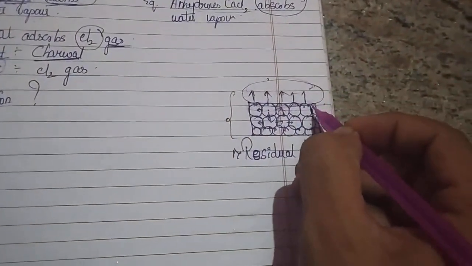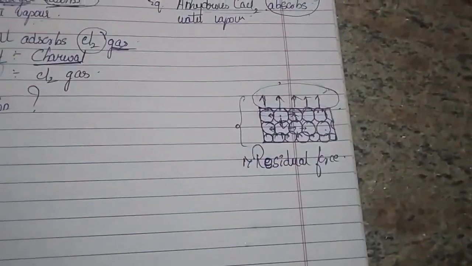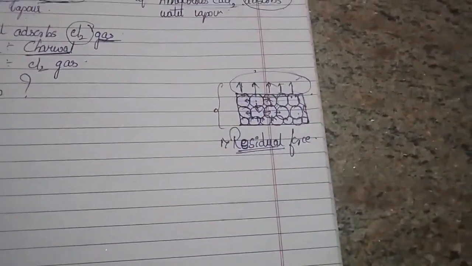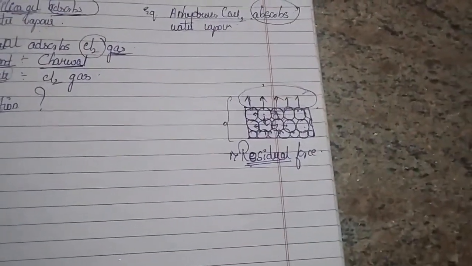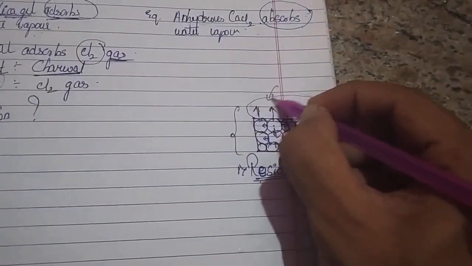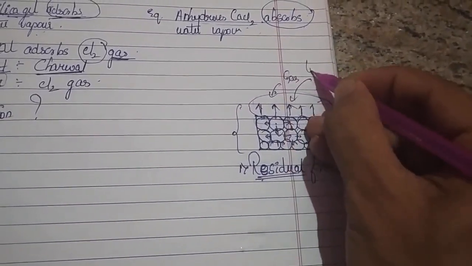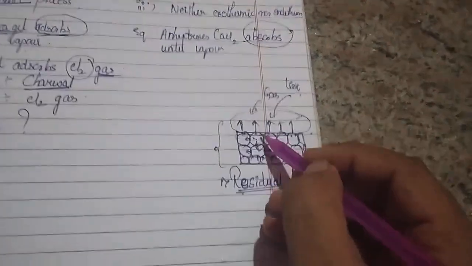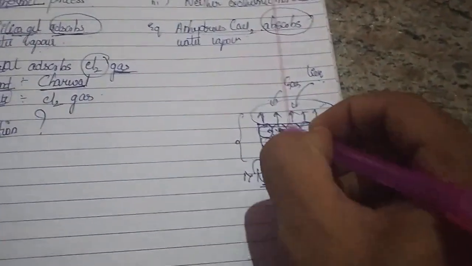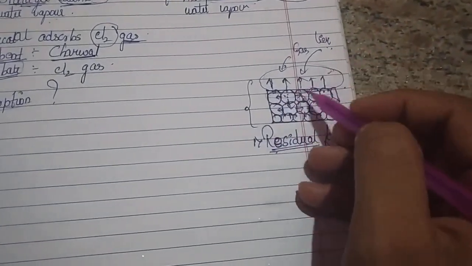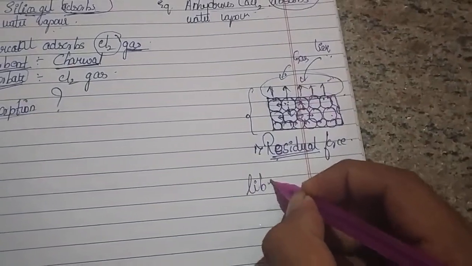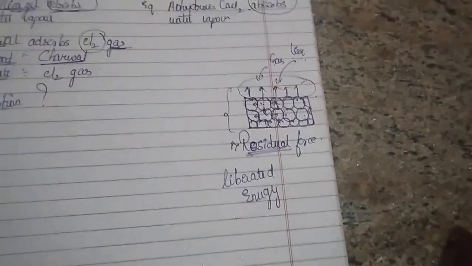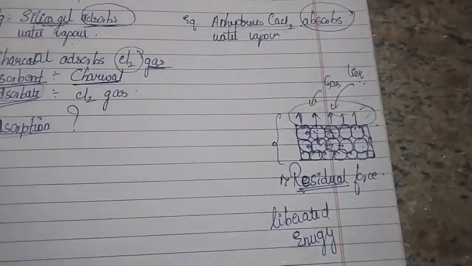So what do these molecules do? What is the different environment these surface molecules have? They have some residual force. In order to balance this residual force, whatever gas or liquid molecules are present, they try to acquire and accumulate it. When such accumulation takes place, this residual force is liberated in the form of energy. So there will be a decrease in the surface energy.